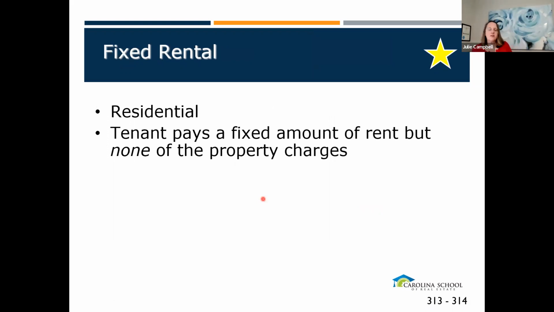This is what we typically see in residential. The tenant pays X amount to the landlord. The tenant does not directly pay the property charges. So for example, do I have any renters on the call? I've asked about all my homeowners. Now, there we go. There are my renters.